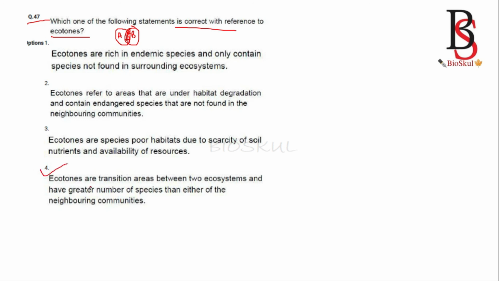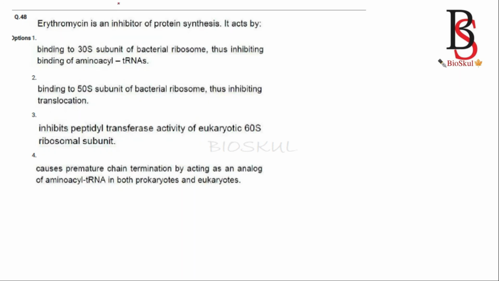It defines that ecotones are the transition areas between two ecosystems and have a greater number of species than either of the neighboring communities. In the ecotone region, the number of species will always be higher as compared to ecosystem A and ecosystem B.